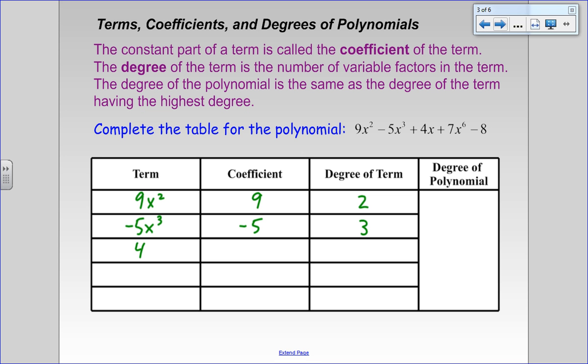Our third term is 4x, so it has a coefficient of 4 and a degree of 1, since the exponent there is 1. Our fourth term is 7x to the sixth, having a coefficient of 7 and then a degree of 6. And once again, instead of minus 8, we would think of plus negative 8, so our final term is negative 8. This term has a coefficient of negative 8, and then since there are no variable factors in this term, we say that it has a degree of 0. Now to determine the degree of the polynomial, we simply look at all the degrees of the individual terms, and we can see that the highest degree is 6, so the degree of the polynomial is also 6.